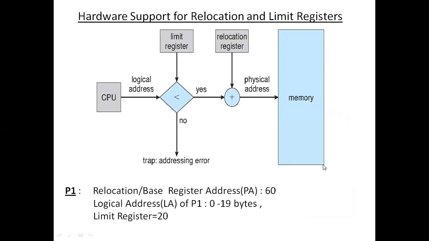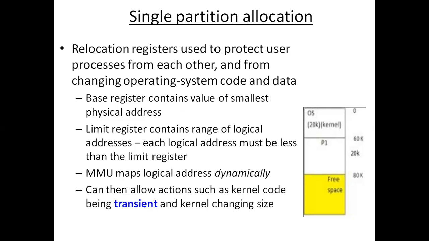Okay, so when I am allocating without breaking up the process, I'm going to call it a single partition allocation. Okay, but how do I make sure that the address generated for this particular process is always greater than or equal to 60 and less than 80, right? If the processor generates any other address apart from the addresses between 60 and 79, then it is basically pointing to a different content altogether. It's not executing this process.